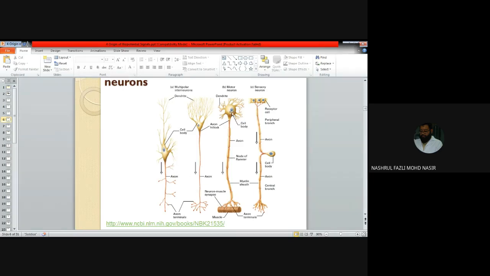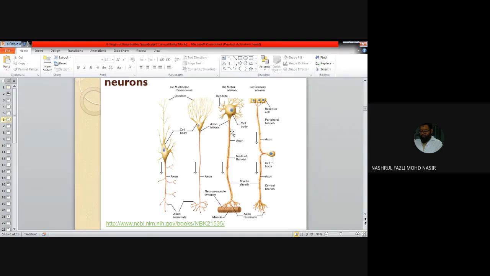For the motor neuron, you can see it has a myelin sheath, and the nodes of Ranvier. We won't go into as much detail as what you learn during STPM or matriculation, because now we are trying to see how the action potential is generated, and these are parts of the system that contribute to it. You can see the cell body, then the axon, a node of Ranvier, the myelin sheath, and then the neuromuscular synapse, the terminal, and then the muscle.